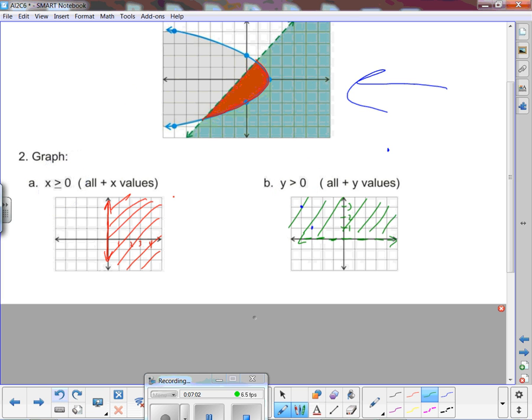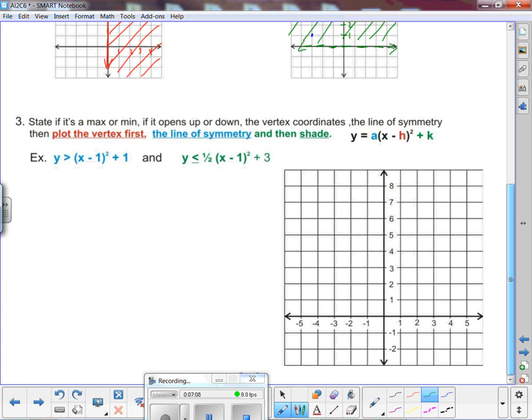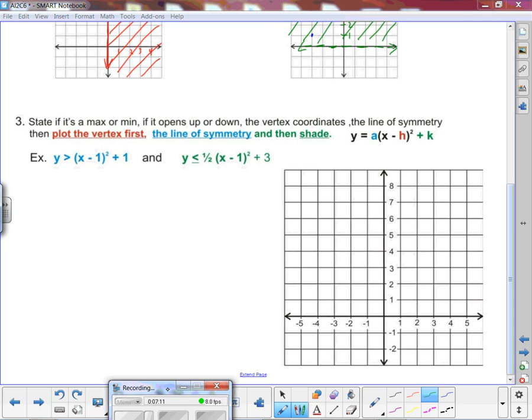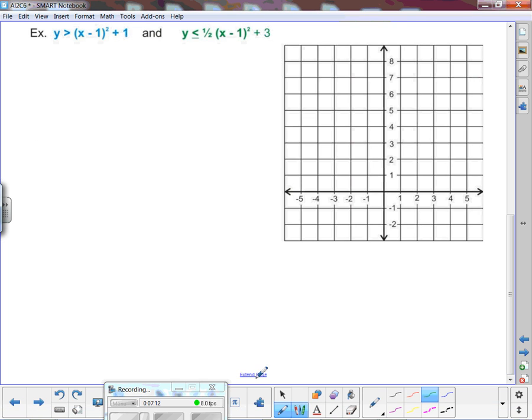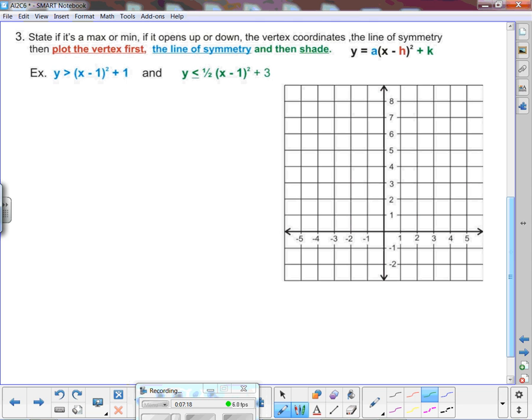We're dealing with systems, so let's do an example here. All right, let me get this a little bit higher. Okay, so here's what we've got. We've got a system of inequalities, and we need to graph them. All right, so a little reminder here. I tried to remind you.